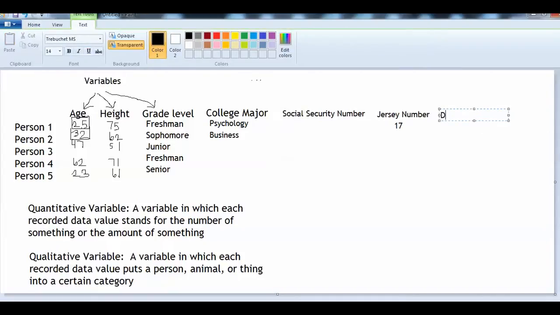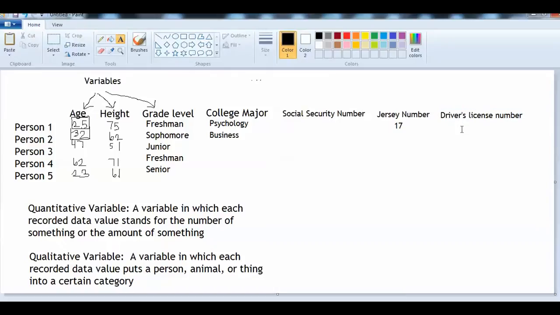Driver's license numbers also wouldn't be quantitative. That's also just a category. A person's driver's license number is, again, just a category that one person fits into. So these two are quantitative. And if we had income or weight, those would also be quantitative. But these three over here are actually qualitative, just like how grade level and college major are qualitative.